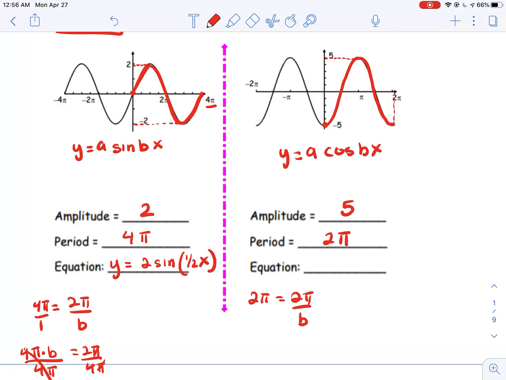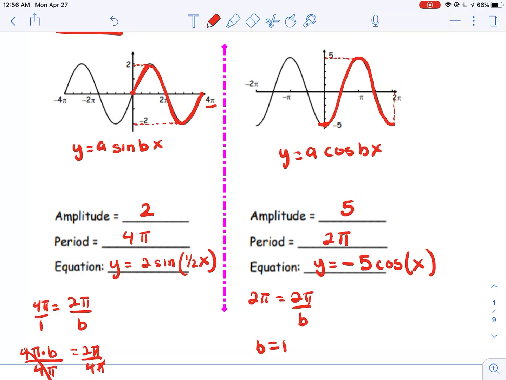Okay, so now what's my equation? Well, again, we're missing our b value. So 2 pi is equal to 2 pi over b. Well, we know that that has to be equal to 1 then. So my equation here is y equals, now, is my 5 going to be positive or negative? Well, since I'm starting in the negative values, we know that this has flipped upside down because the one we worked on in the last video started at a positive number. So if it starts at the negative, we know we're going to have to multiply by a minus. So it's y equals -5 cosine of 1x, which we can leave as just x.